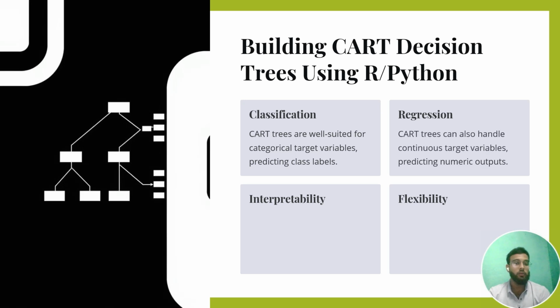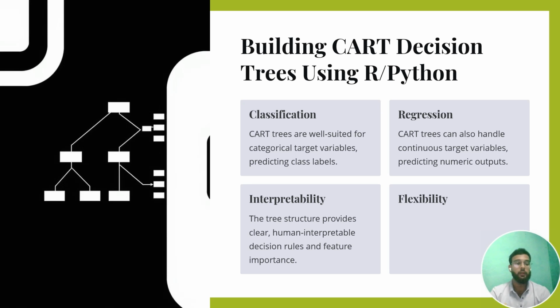Secondly, we have regression. CART trees can also handle continuous target variables, predicting numeric outputs. So by using regression, we can predict numeric outputs. Thirdly, we have interpretability. The tree structure provides clear human interpretable decision rules and feature importance. By using this, we can interpret or predict values using the CART decision trees.